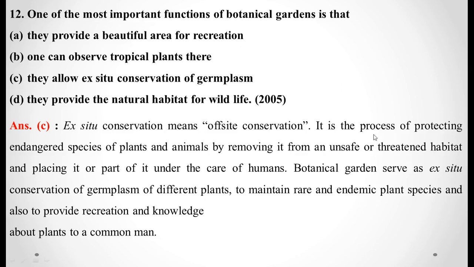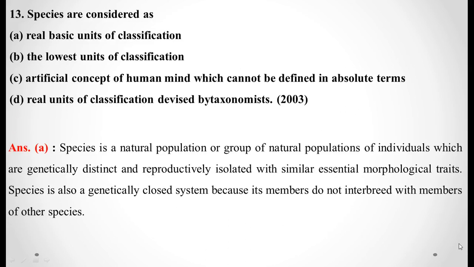Species are considered as the real basic unit of classification, the lowest unit of classification, an artificial concept of the human mind which cannot be defined in absolute terms, and the fourth one, that is, the real unit of classification defined by taxonomists. So the right option is option A.